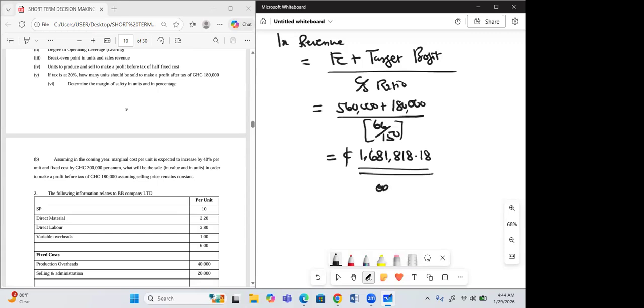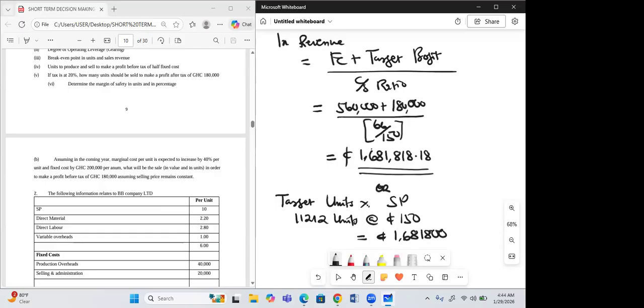So you can either do it this way or you can take the target units that you must sell to get that profit and multiply by the selling price. In that case, we said they should sell 11,212 units, right? At the selling price of 150. So do that and see. 1,681,800. It's the decimal that's causing the difference, because with this one there was some decimal part of the units.